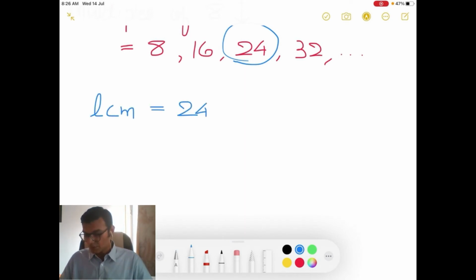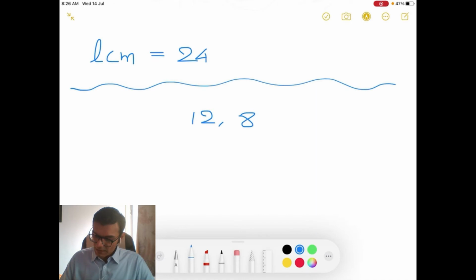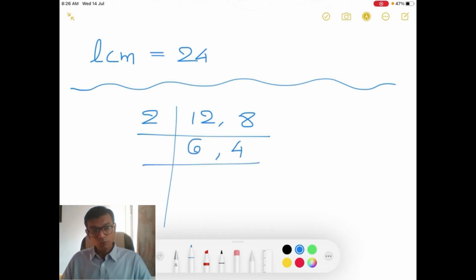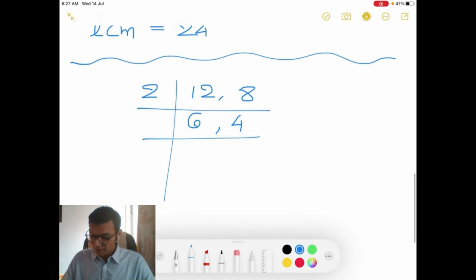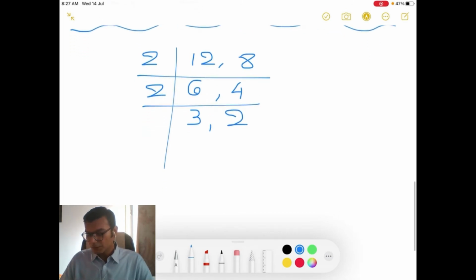Even if you use the prime factorization or division method, that is also fine. Let me show you. 12, 8, it is kind of a combination of prime factorization and division method. Now look at both the numbers, they are even, so they can be divided by 2. We can always start with a 2. So 2, 6, 12 and 2, 4, 8. Again, both the numbers are even, so I can again take a 2. So 2, 3 and 2, 2. Now I have 1, 3 and 1, 2.